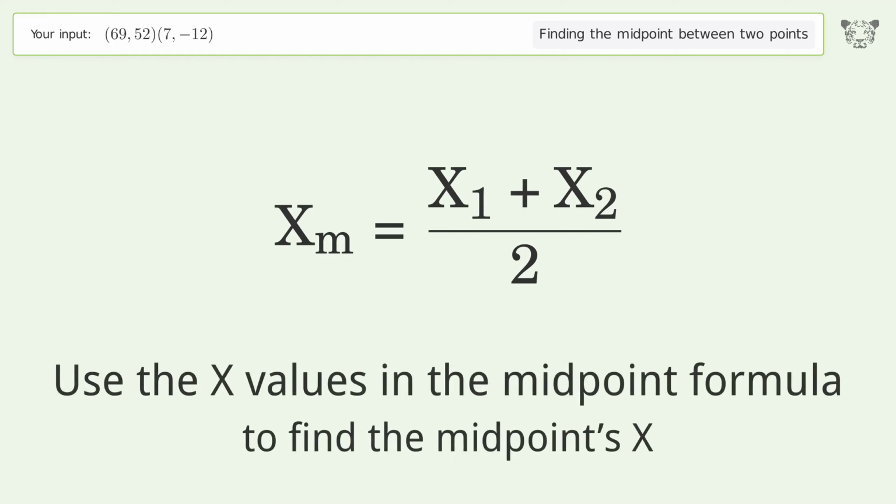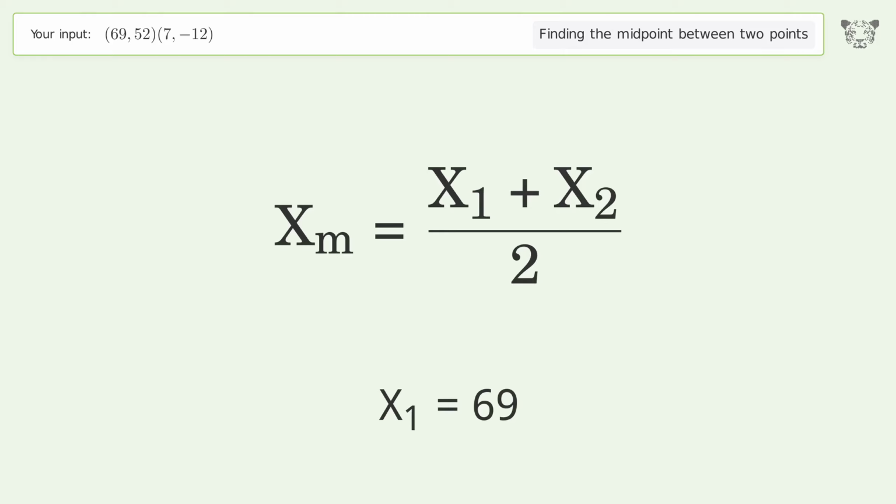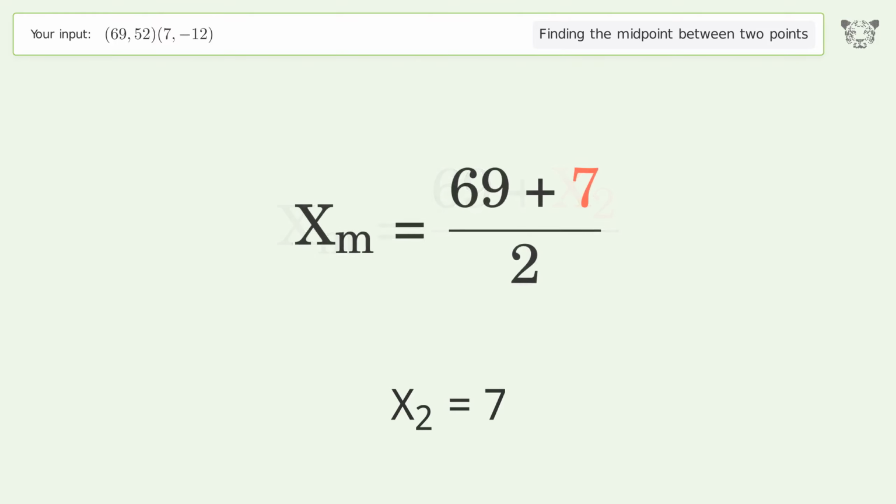Use the x values in the midpoint formula to find the midpoint's x. x1 equals 69. x2 equals 7. Simplify the arithmetic.